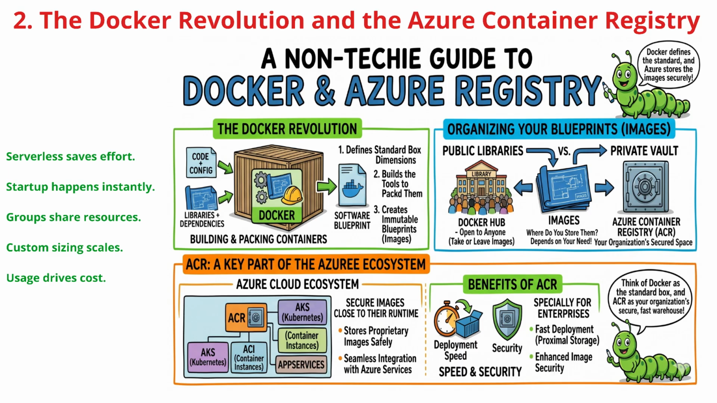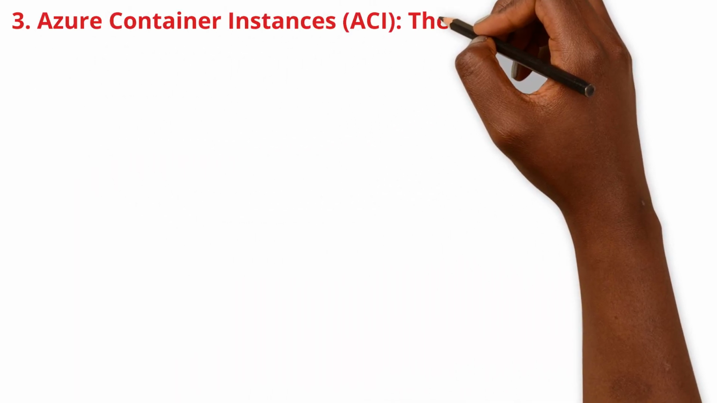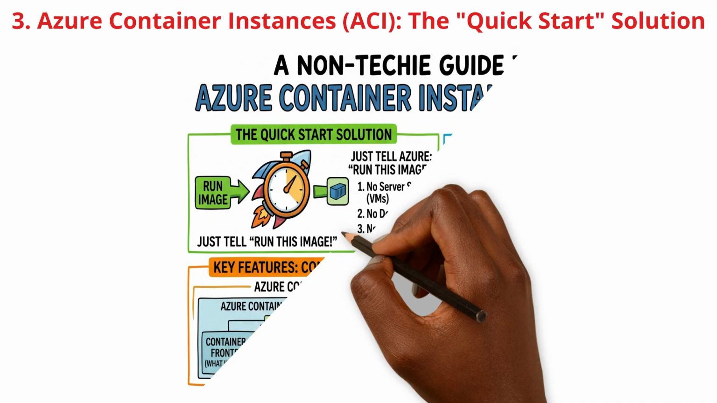But for a business, privacy is everything. That's where the Azure Container Registry, or ACR, comes in. It is your organization's private, high-security vault. By keeping your proprietary images inside ACR, they stay within the protected Azure ecosystem. This means your software is stored right next to the servers that run it, making your deployments lightning fast and your data incredibly secure.